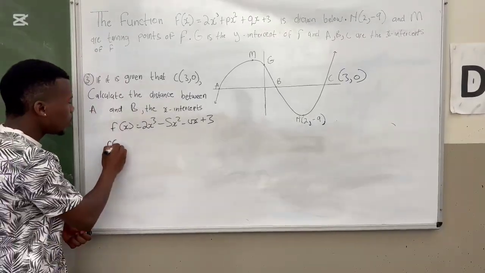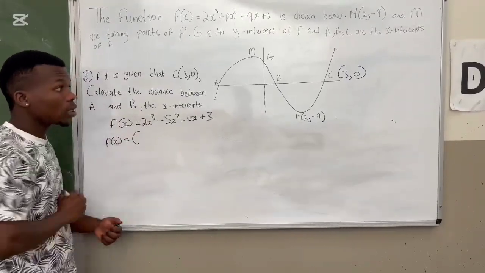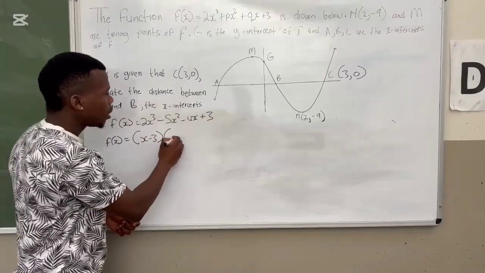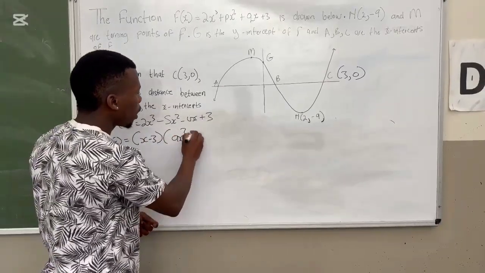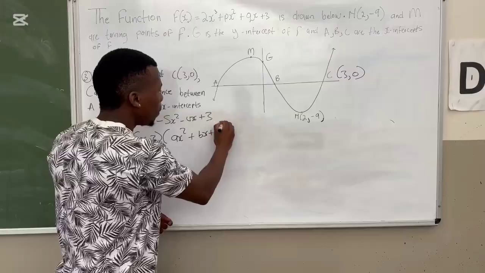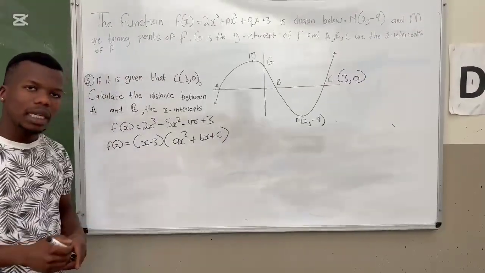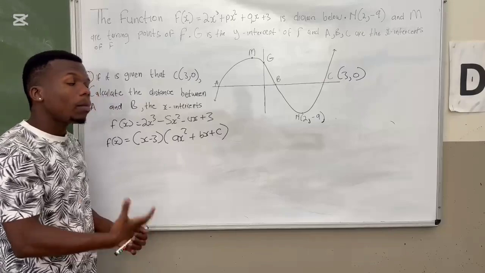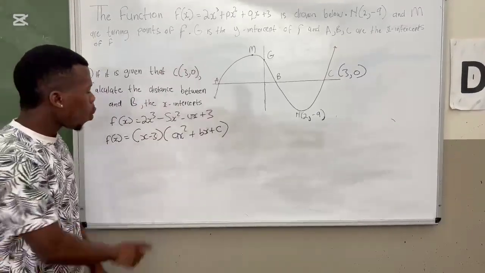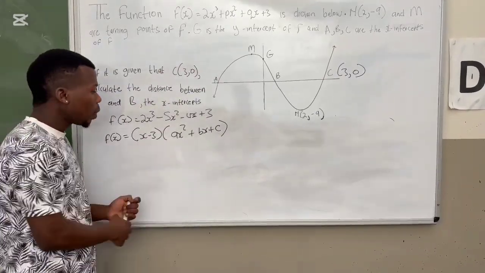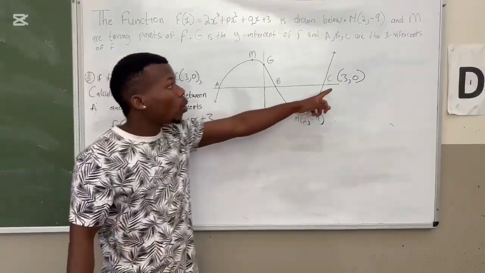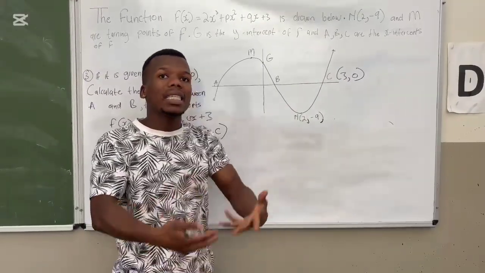Now let's check something. Remember this function can be written as f of x is equal to x minus 3 multiplied by ax squared plus bx plus c. Now let's check what we did here. Remember that if I multiply these two brackets, they must give me a cubic function. Why did I write x minus 3? Because 3 is one of our x-intercepts.